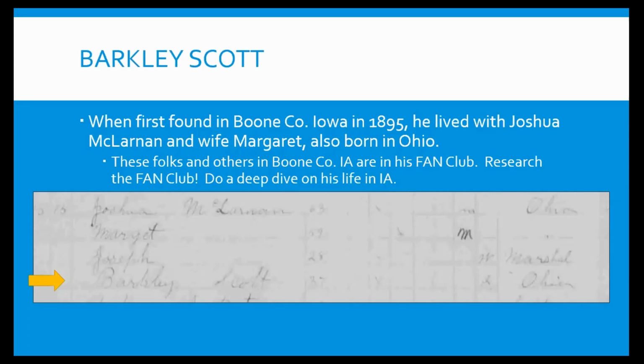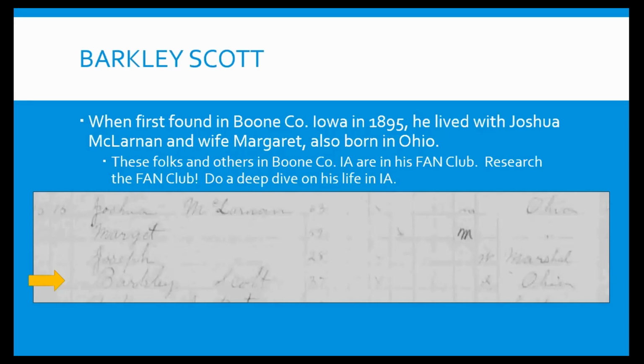I have put up on the slide, and I can see that it's very faint and you probably can't read it, the census from 1895 in Boone County. It's showing Joshua McLernan, age 63, and Margaret, his wife, aged 59, perhaps. And they are both born in Ohio, as was Barkley.